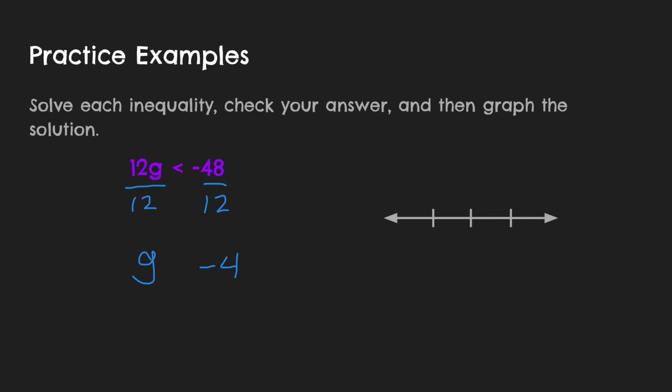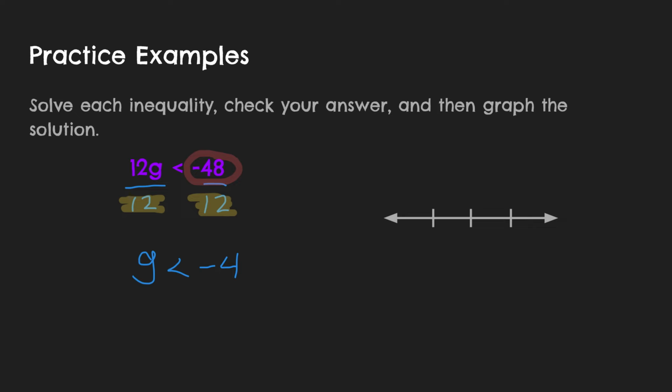Now the question is, did I divide or multiply by a negative? So when you're trying to determine that, we are just going to look at what we did. We divided by 12. Just because this top number is a negative number doesn't mean we divided by a negative number. So since we divided by a positive 12, our sign is going to stay exactly the same. So it would be g is less than negative 4.